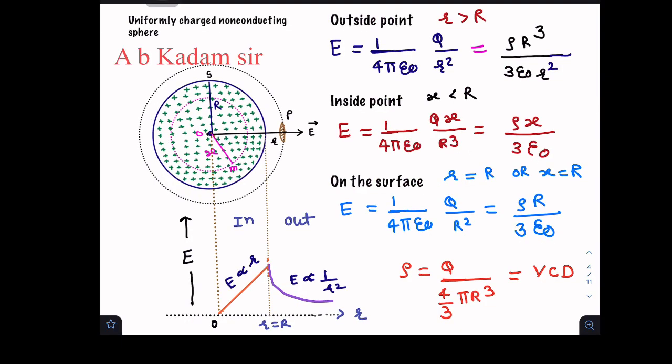Take the screenshot of this. On the surface, put x equal to r in this equation. We get rho r by 3 epsilon naught. Or we put small r equal to capital R in this equation, we get rho r by 3 epsilon naught. Right? Now the graph: electric field intensity at the center of this solid sphere is 0 and increases up to the surface, directly proportional to r or x. Then outside it is inversely proportional to r square.